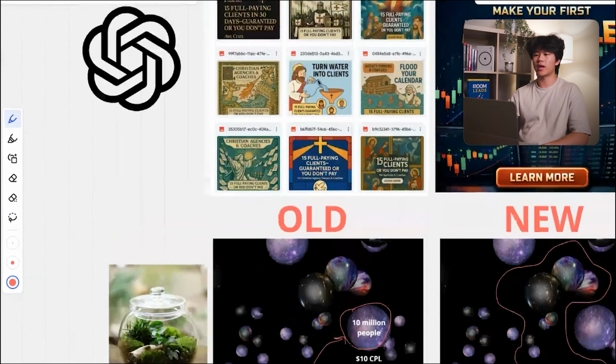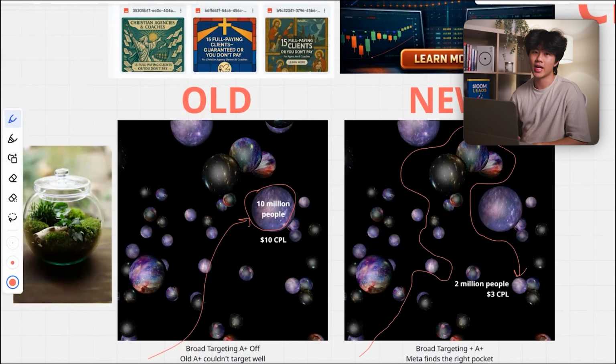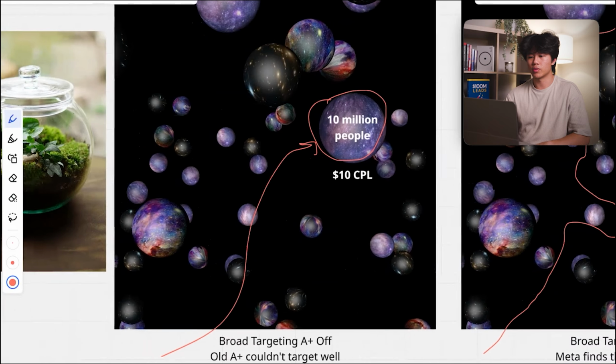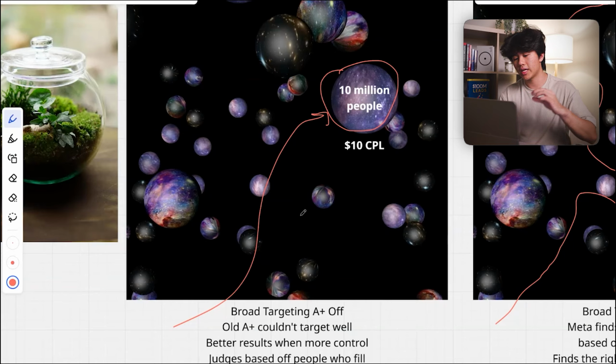So in order to understand why we want to do 40 to 50 different creatives instead of just making like 5 to 10, like what we did in the past, is by understanding how the old algorithm worked and how the new algorithm works. So before Andromeda was released, you would want to have broad targeting, Advantage Plus off, right? The old Advantage Plus could not target well. So basically you got better results when you had more control, and it judged based off the people who fill out the form, and it just finds out more of them.